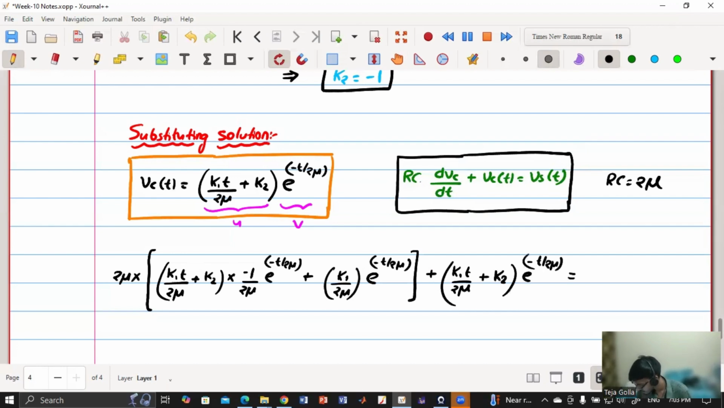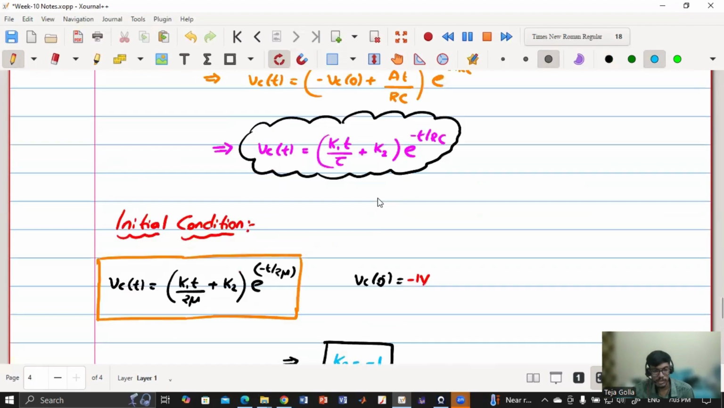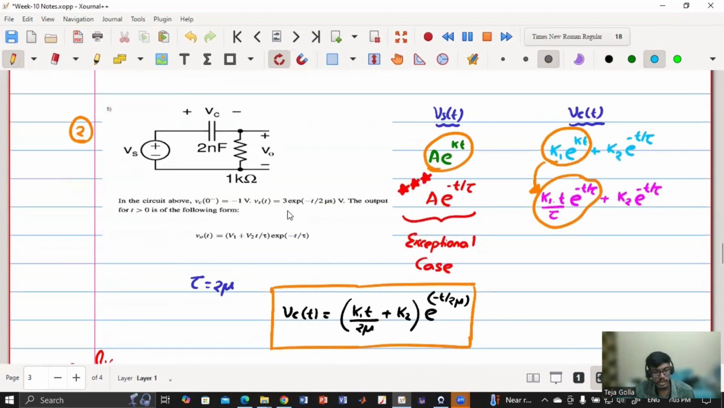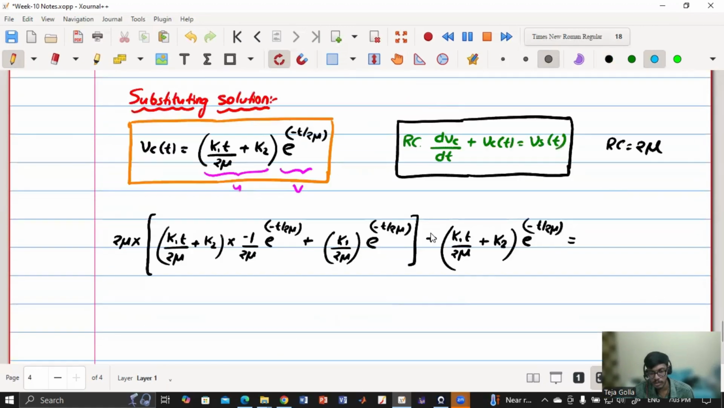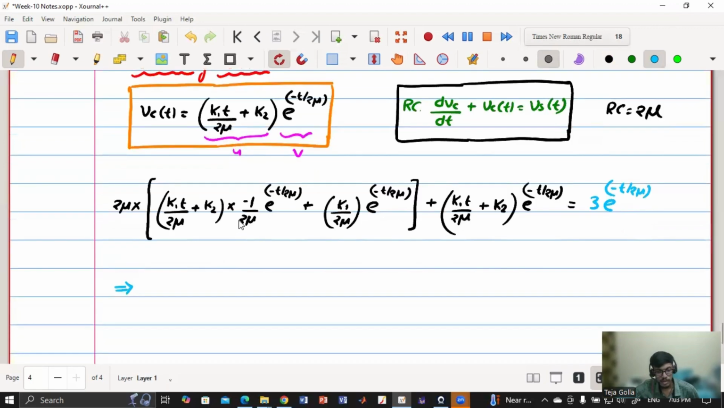And here we write the input. So now how much is my input? Input is 3 into e to the power minus t by 2 micro. 3 into e to the power minus t by 2 micro. So is this clear until this point? I have just substituted it. Now I'm going to solve it. Agree or any doubts you have? Clear or any doubts, further queries?